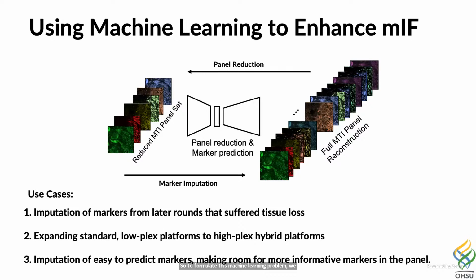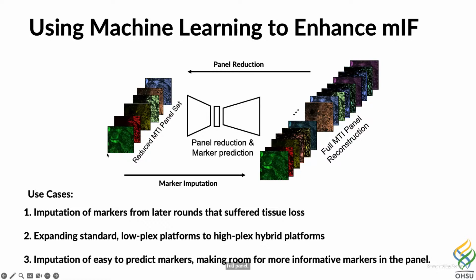So the first is, can we take our full panel of markers and identify a representative subset of markers that retains the full information of the full panel? And so we call this step the panel reduction step. And then once we have a candidate reduced panel, we want to be able to learn a way to impute or reconstruct the full panel in the markers that were withheld, essentially.